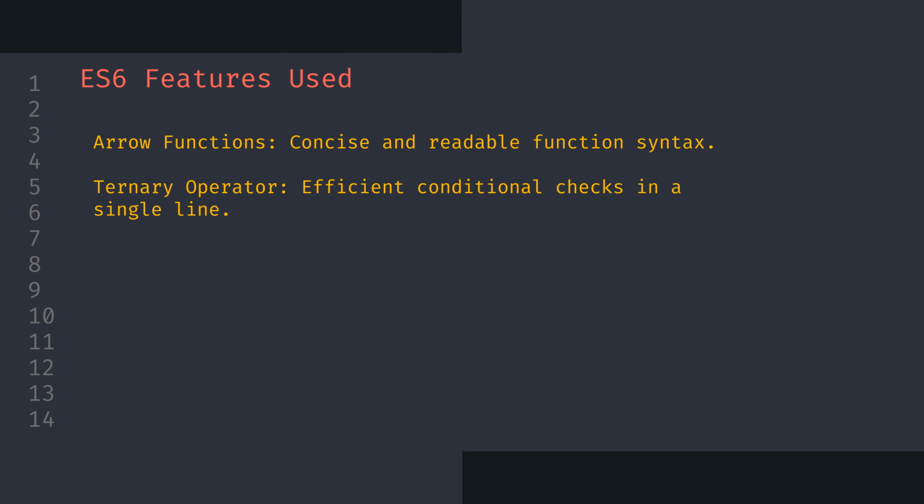This solution leverages ES6 features such as the arrow function for brevity and the ternary operator for compact conditional logic. These modern syntax improvements make the code easier to write and understand.